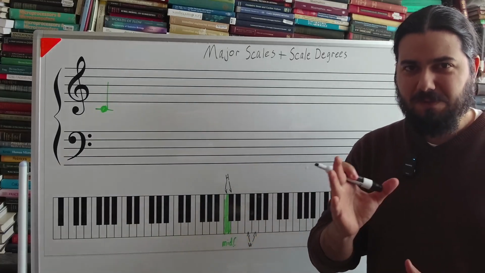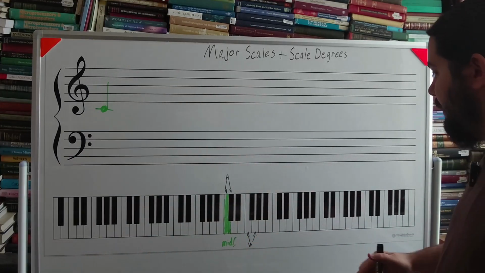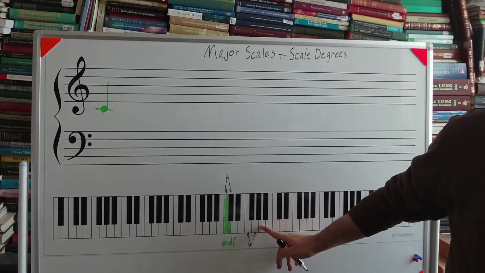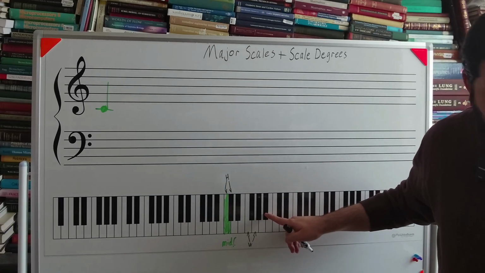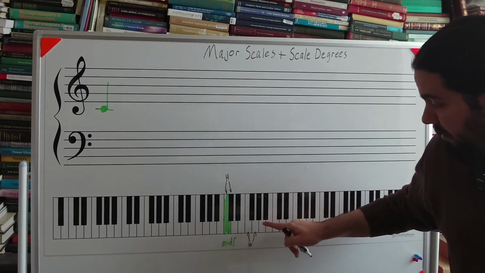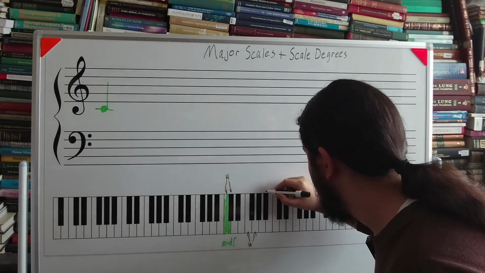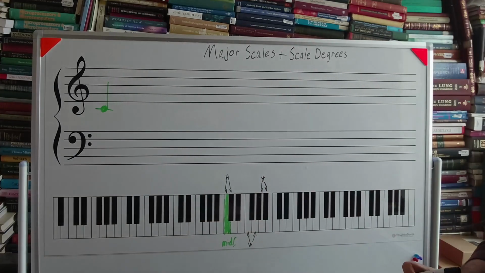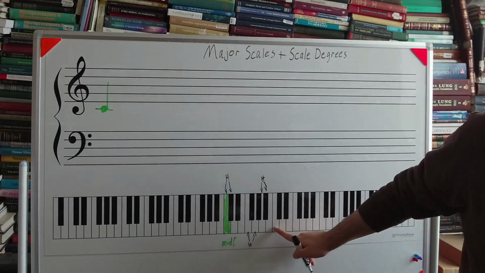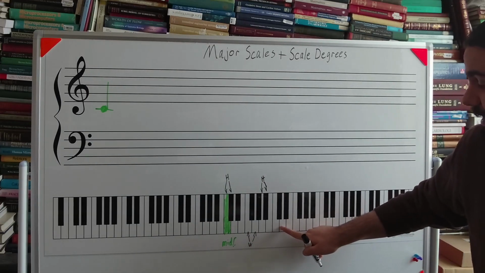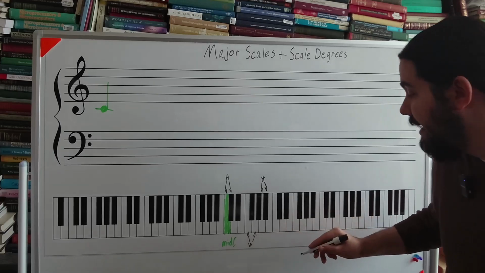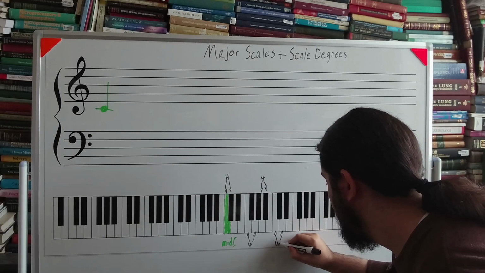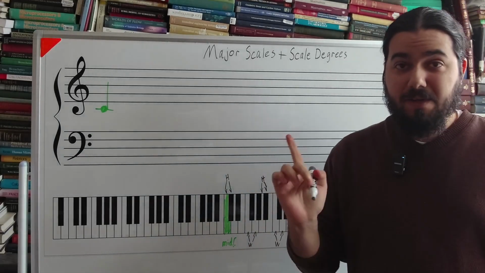Let's do a couple more examples so that you get a better idea. Let's take this A. The distance from this A up to this B flat, because they're immediately next to each other, that is a half step. The distance from C to D, that is a whole step. Again, a whole step is two half steps.